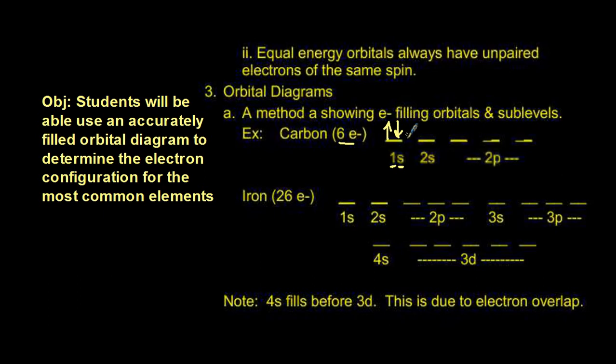Now, 2s has less energy than 2p, and so the 2s must fill up first before we move on to the 2p sublevels. Okay, we've used 2 electrons here, so we have 4 left that we need to use. So this will also have an up electron and a down electron. And remember, these electrons represent the spin.